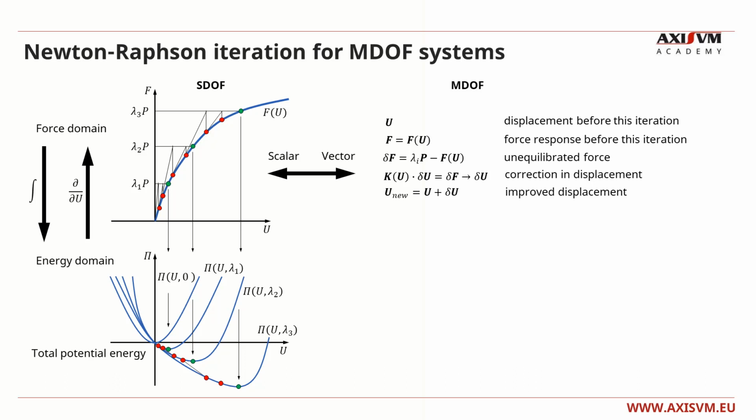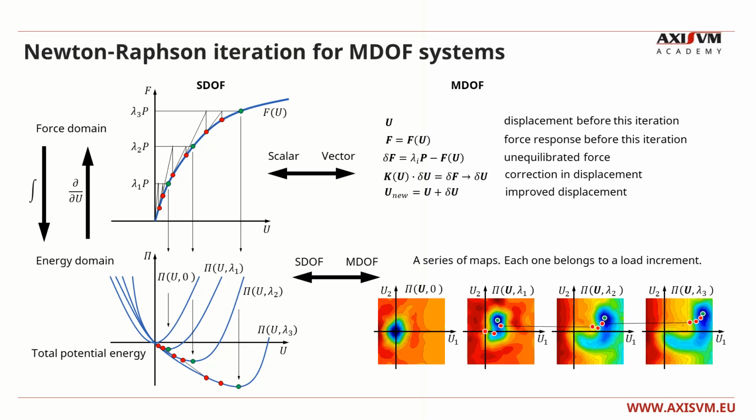The reason why I introduced the potential function is that it remains scalar valued for multi-degree of freedom systems as well. Therefore, we can visualize the two-degree of freedom case by drawing the potential function with an isosurface view on the plane of the two displacement components. In this view, a different map belongs to each load increment, and the solution point of the equilibrium equations is the minimal point of this map.